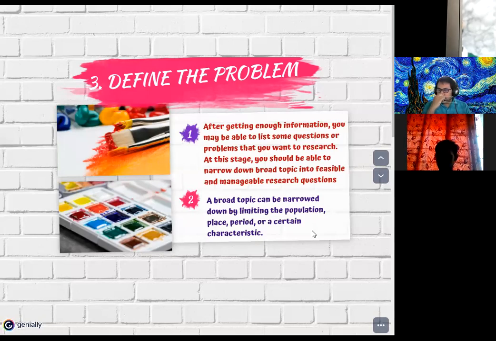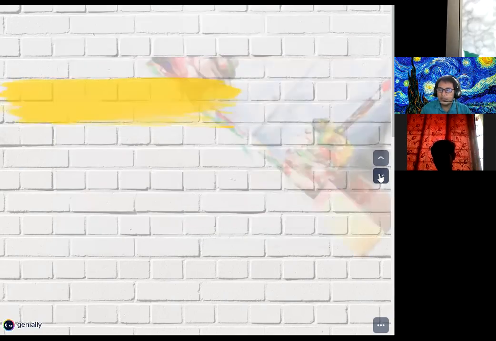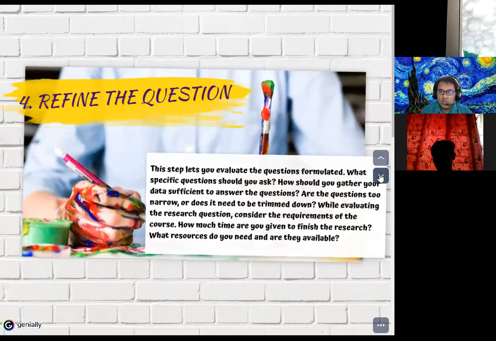Okay, so those are some of the techniques wherein you can narrow down your broad topic. So by just limiting the population, limit the place, limit the period, limit the certain characteristics. So be specific kumbaga. Di ba ang thesis natin is SMART? Specific, measurable, attainable, realistic, and time-bounded. So that is defining the problem. So meron ka ng gusto ngayong problem. So out of that problem, dapat magkaroon ka na ngayon ng question. Out of that problem, then you must have a specific questions wherein you are going to start your research.